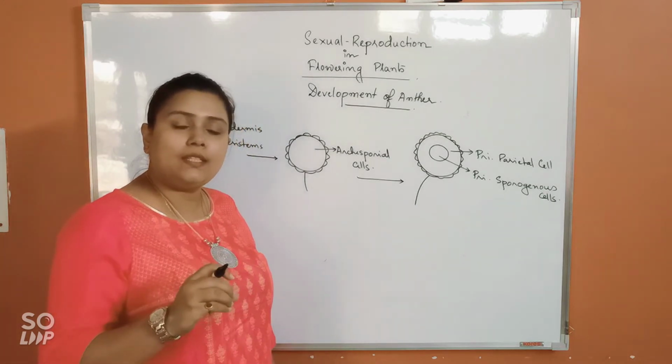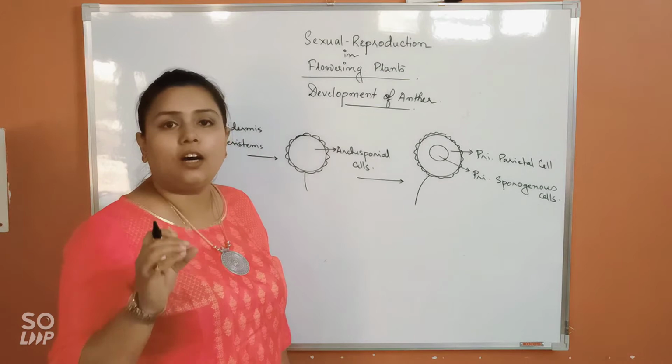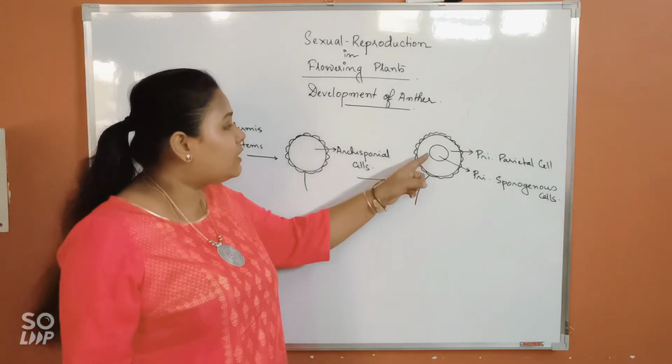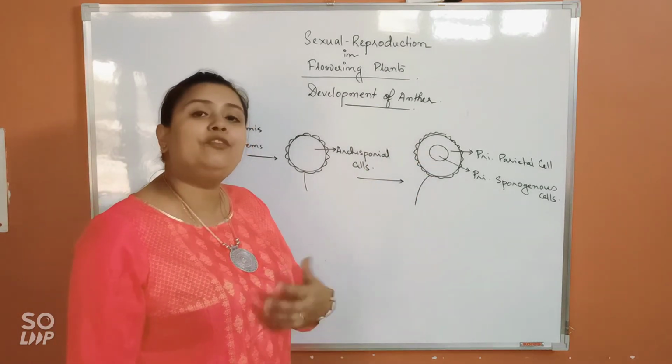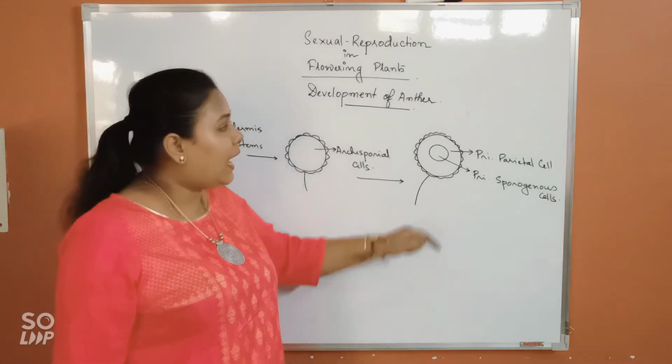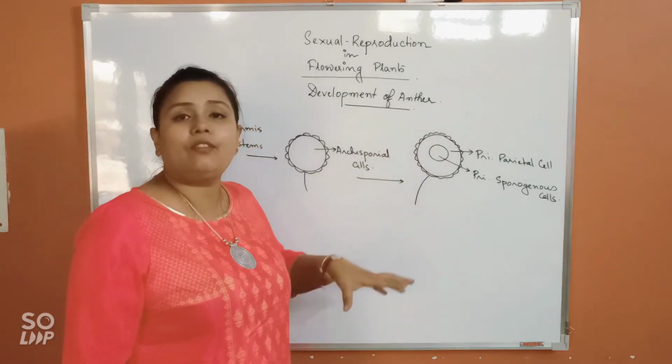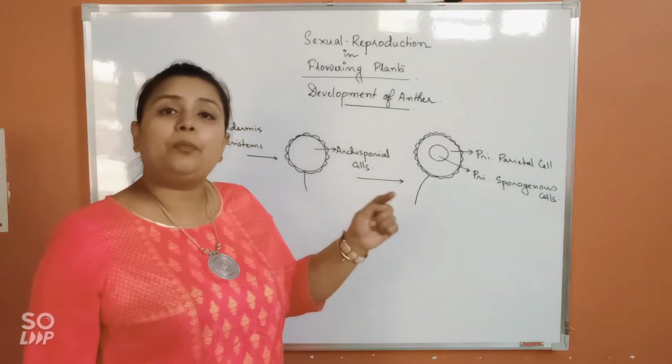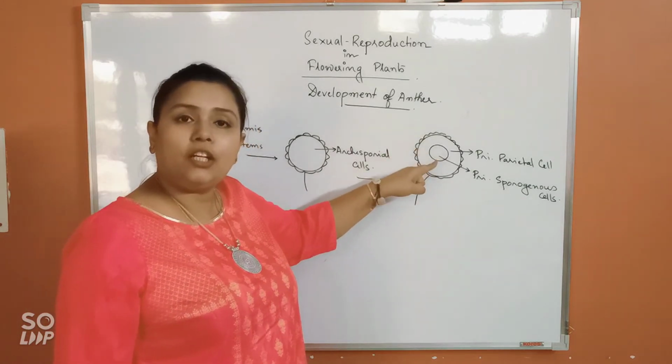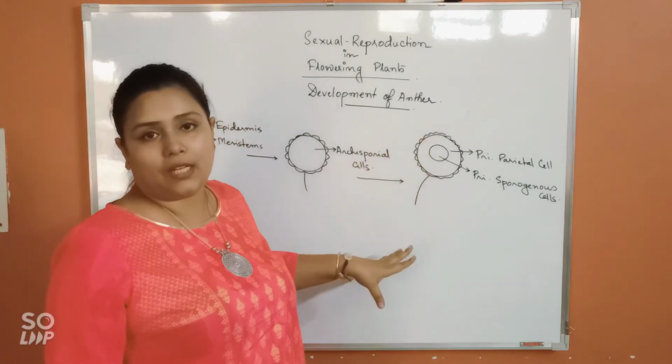Now, pollen grains, another specific term is microspore. So it is the primary sporogenous cells that will give rise to pollen grains. And primary parietal cells, they will give rise to certain layers which will protect this internal important pollen mother cells. Alright.